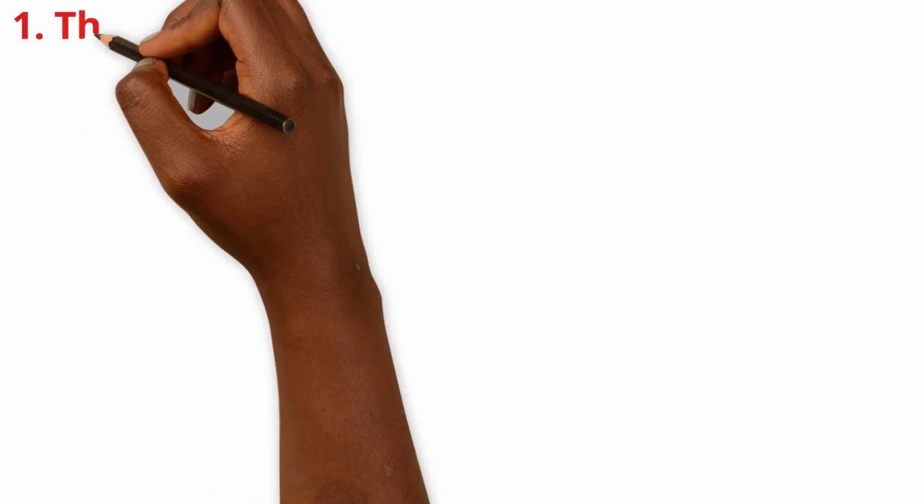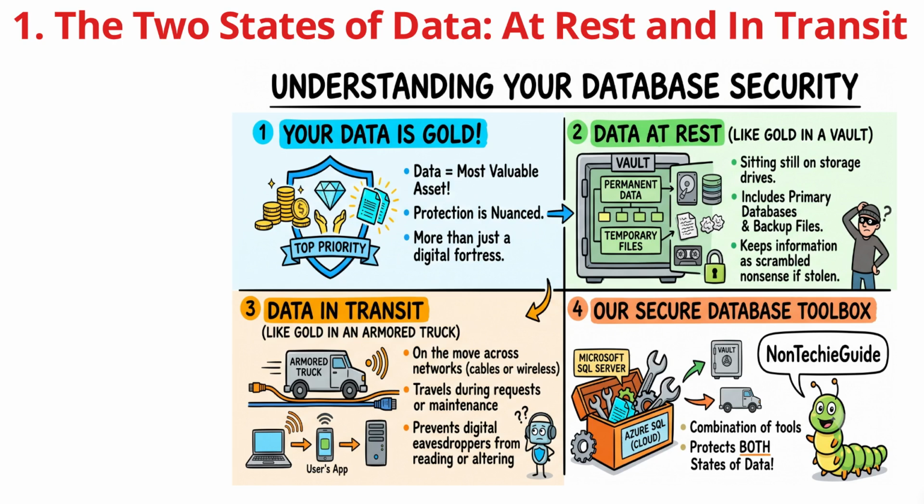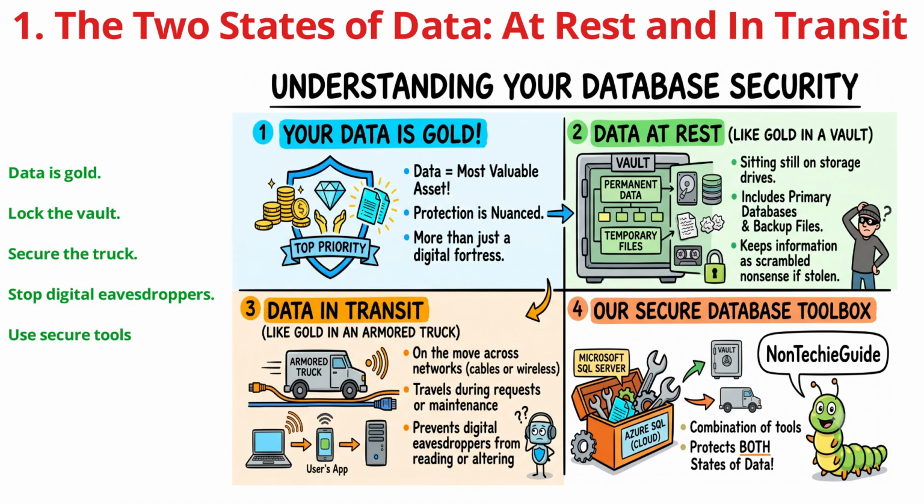Let's dive in. Think of your organization's data as its most valuable asset, pure gold. To keep it safe, we can't just build a single digital fortress. We need to protect it in two very distinct states. First is data at rest, just like gold sitting securely inside a bank vault. Second is data in transit, which is like that same gold moving in an armored truck. Using the right database toolbox, we can successfully lock the vault and secure the truck.